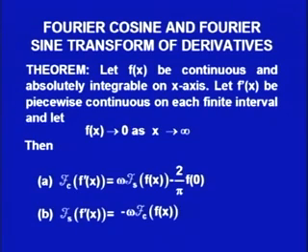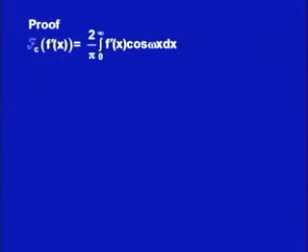Now, let us prove this result, or find out how it is happening. So, the Fourier cosine transform of f'(x), by definition, is 2 upon pi times the integral from 0 to infinity of f'(x) cos omega x dx. Now, integrate it by parts, taking f'(x) as the integrable function and cos omega x as the differentiation function, the second function.